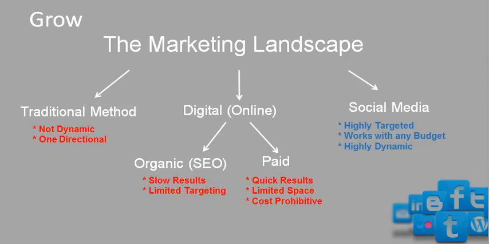Which leads us to the third evolution in the marketing landscape, and certainly the most advanced and sophisticated, and that's social media. For all those reasons that I just mentioned, it's extremely targeted. It has flexibility of working with various budgets, and it is extremely dynamic in the sense that it provides multi-directional methods of communication between you, the business owner, and your potential client, customer, or prospect. But the real advantage is within its capabilities of targeting.